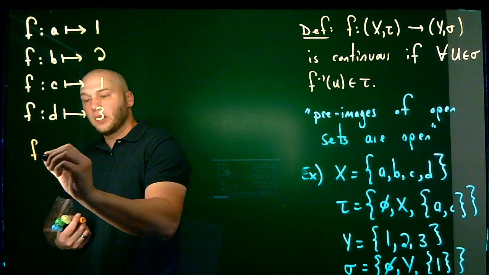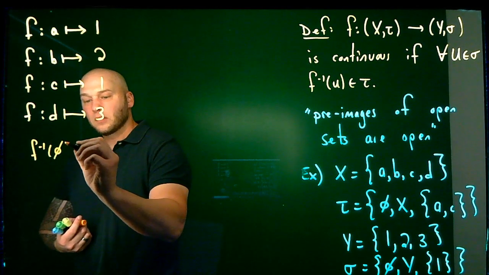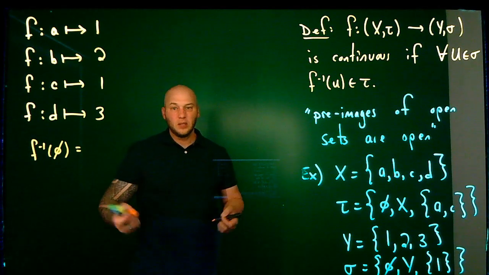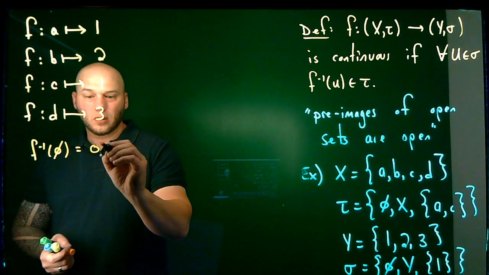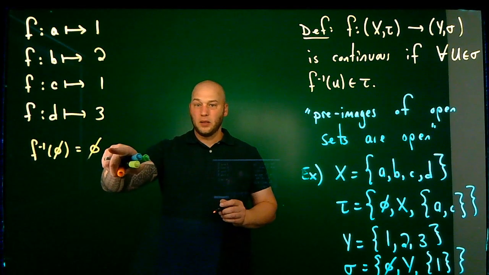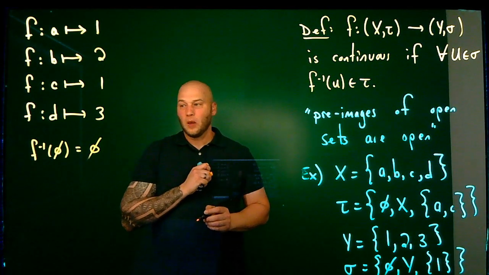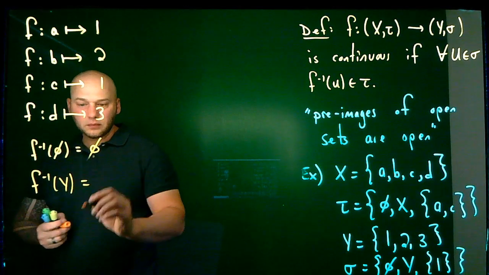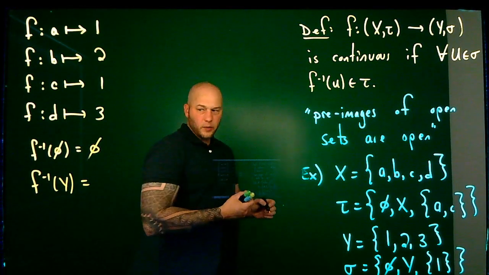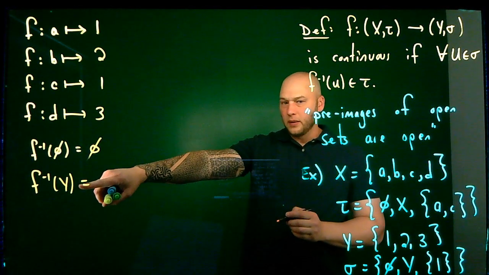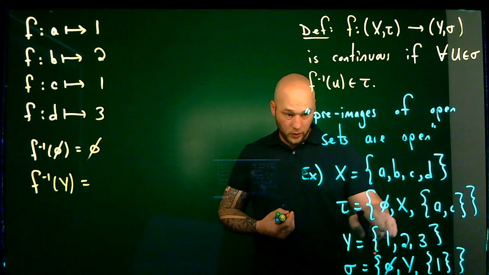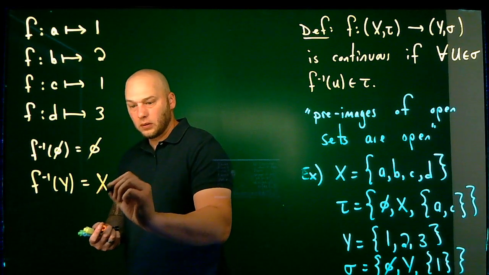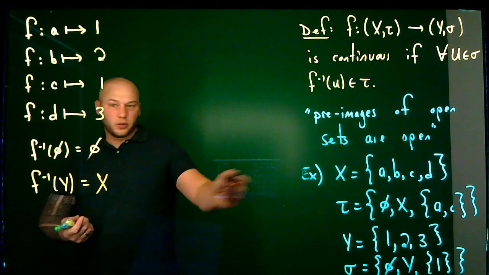Well, the pre-image of the empty set. Well, what elements map to the empty set? There are no elements that map to the empty set, so that's empty, and this is open. Let's do the pre-image of Y. In other words, remember, the pre-image of Y is what maps to the set Y. In other words, what maps to 1, 2, 3? Well, that would be all of X, which of course is open.